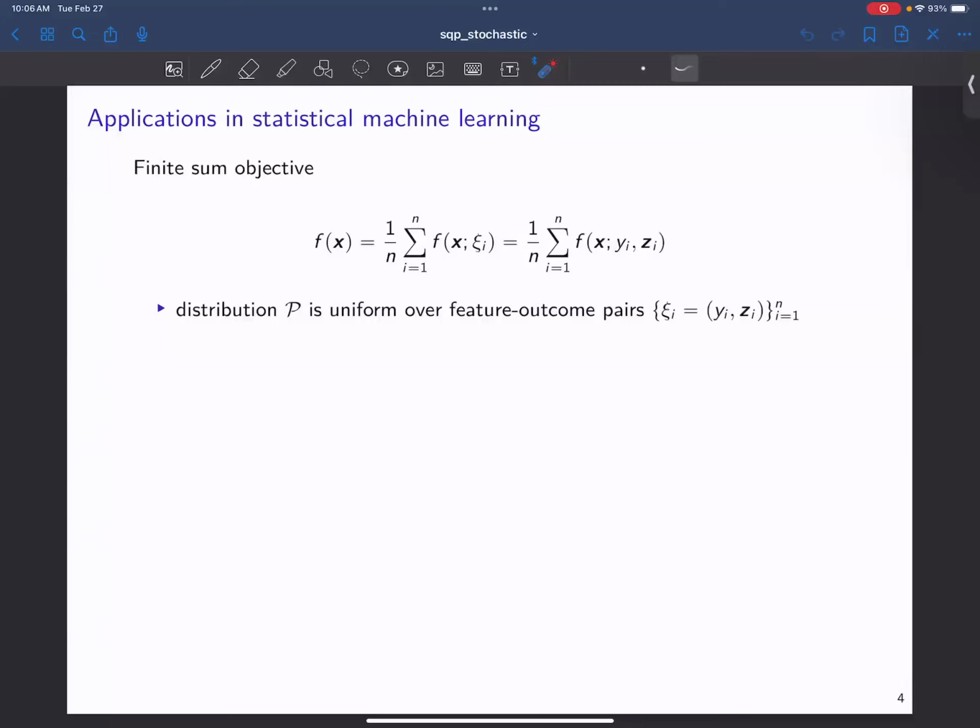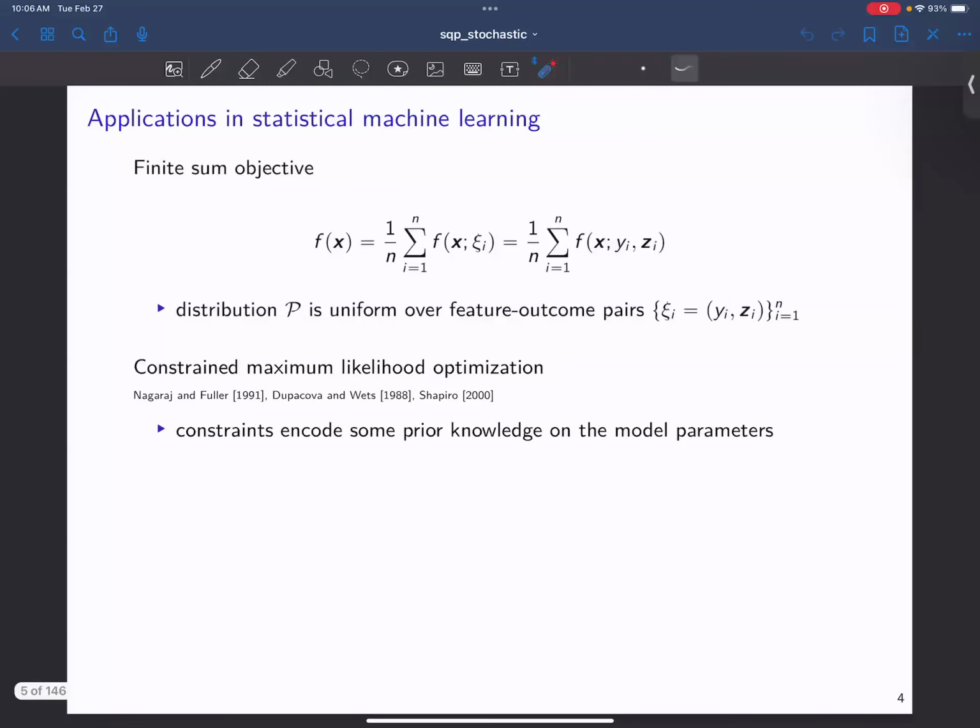Okay, so here the stochasticity comes into play because in modern data sets we have a large number of samples, and we cannot really evaluate this function f of x in each iteration of our algorithm. So we use some kind of stochastic approximation that we can cheaply compute. This is how it relates to the problem formulation in the previous slide.